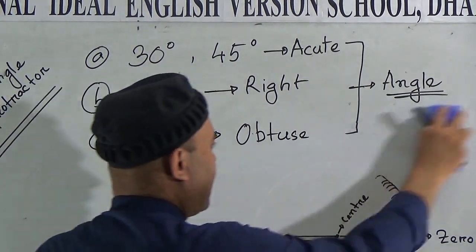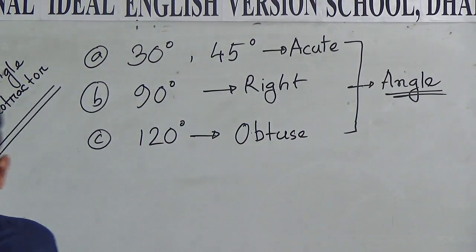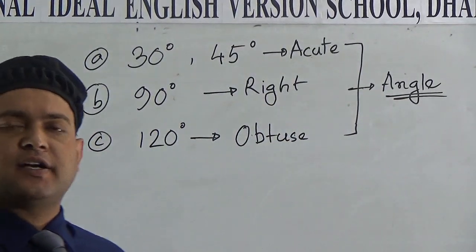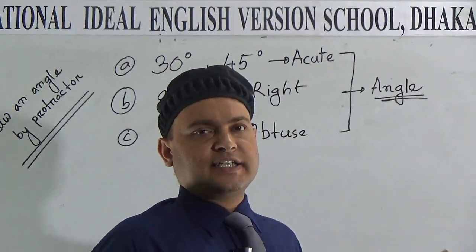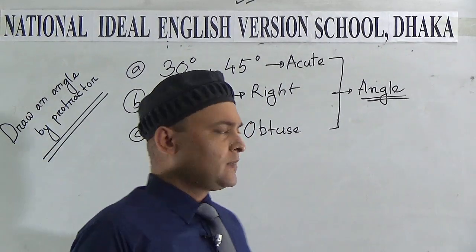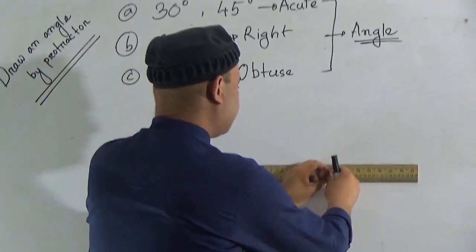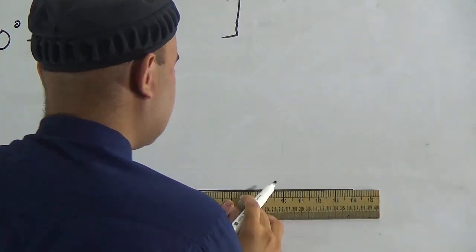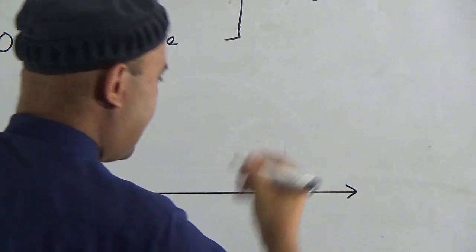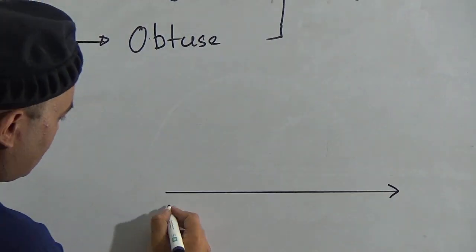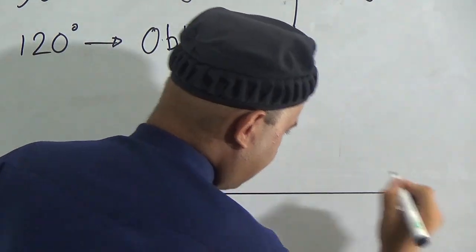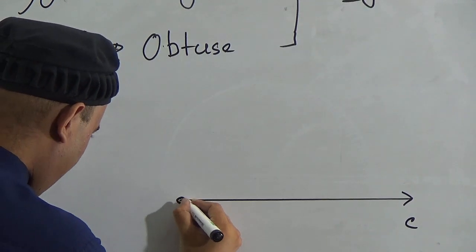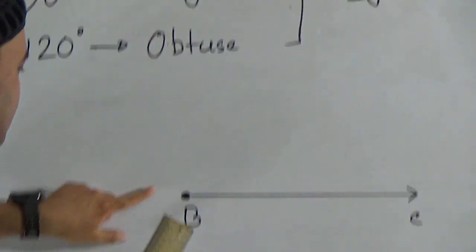Now I am drawing an acute angle. We already know that an acute angle means an angle whose measure is less than 90 degrees but greater than 0 degrees. First of all, we have to take a ray for drawing an angle, and if I denote this by B and C, and I want to draw an angle at point B, so I mark the point B.